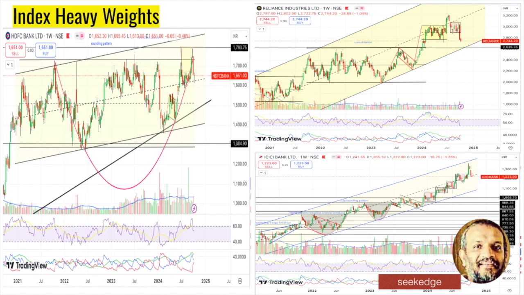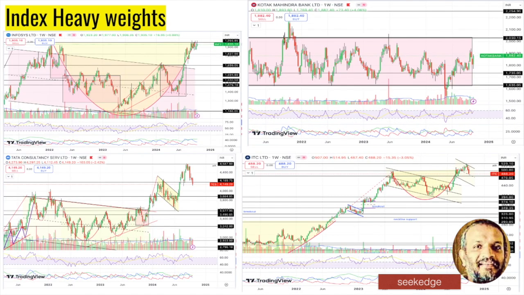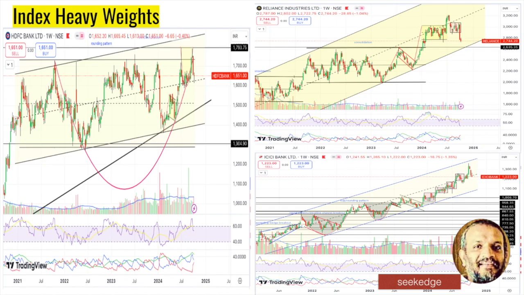Now we have the heavyweight stocks that contribute maximum to the index. There are 7 of them actually, 3 plus 4, 7. Beginning with HDFC Bank, you have another failed attempt to break out once again. It was consolidating. There is a parallel channel also. Once again, a rounding pattern is also there. Exactly the same place where it has failed at least 10 times now. Once again, it has failed and it's continuing the consolidation downtrend.